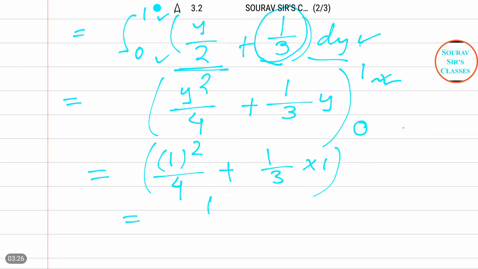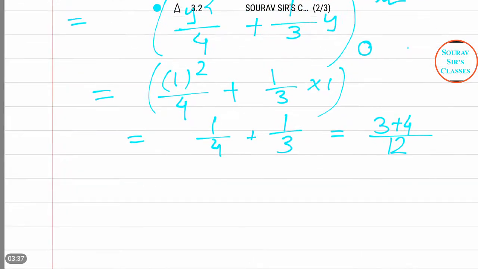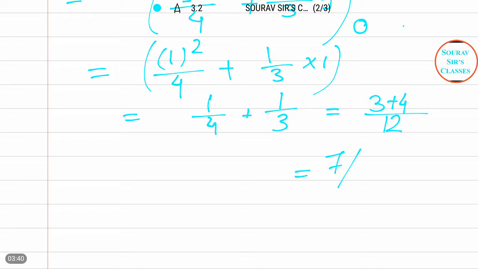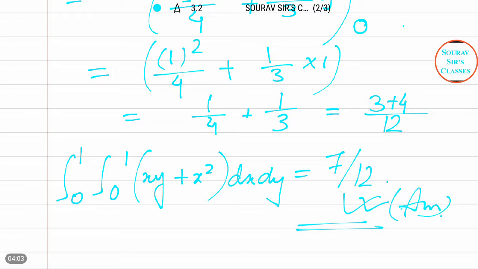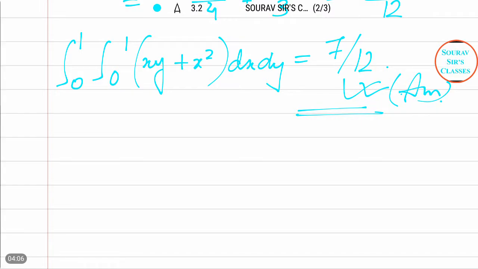Now solving this we can write 1 by 4 plus 1 by 3, that is equals to 3 plus 4 over 12, that is equals to 7 by 12. So our answer is 7 by 12. So the answer of integration 0 to 1 of integration 0 to 1 of xy plus x square dx dy is equal to 7 by 12, and this is the answer. Now let's proceed to the next question.